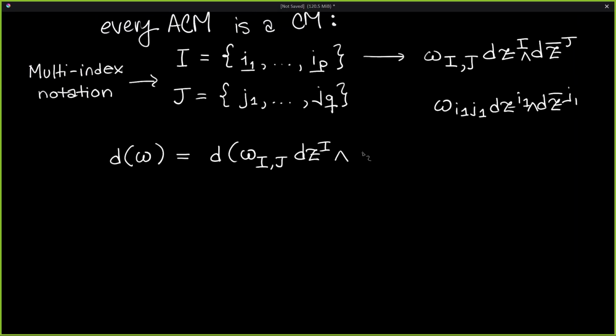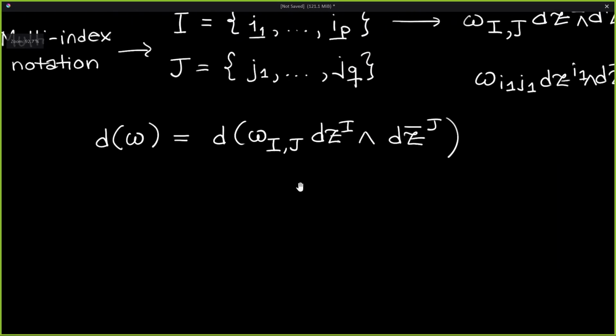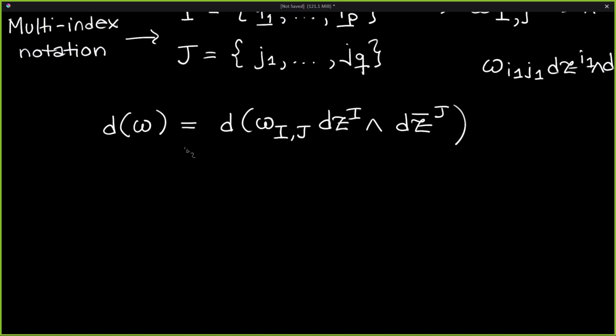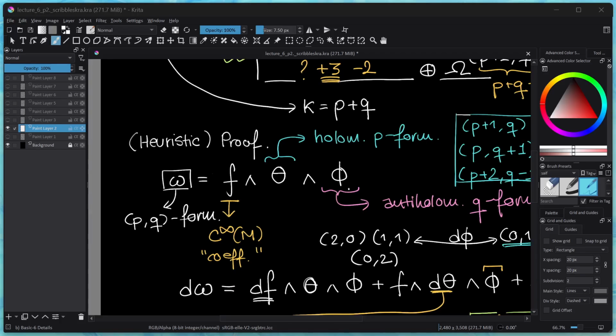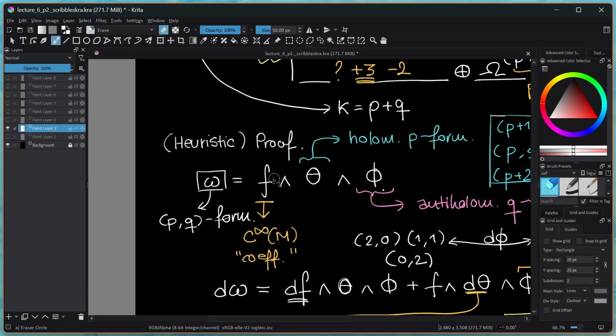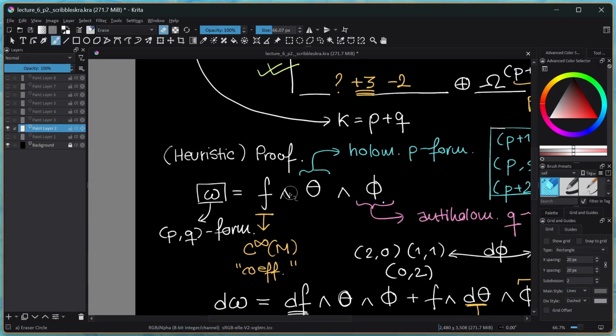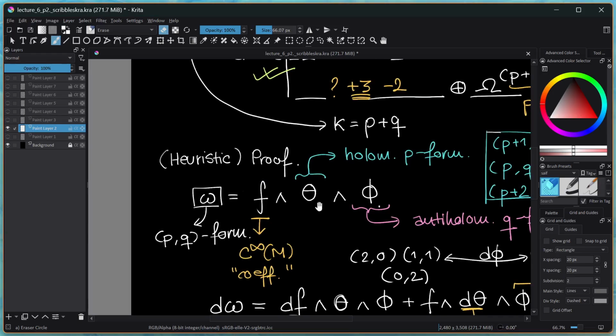So wedge dz bar j. Okay, I just noticed something. Maybe I'll address it in a little bit. So hello, editing Saif here. I just noticed that I forgot to mention that little error that I was referring to in the live session.